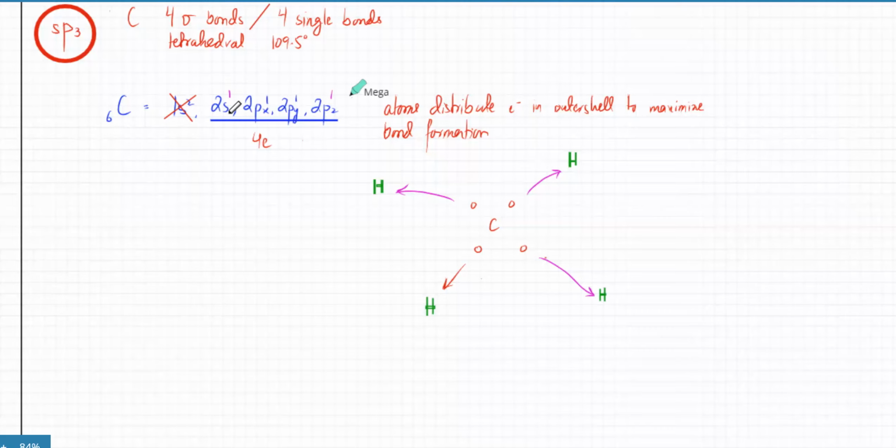Carbon, instead of being 2s2 and 2px1, 2py1, and 2pz0, actually has its electrons distributed in all the orbitals evenly. Is that clear? Is this point clear?